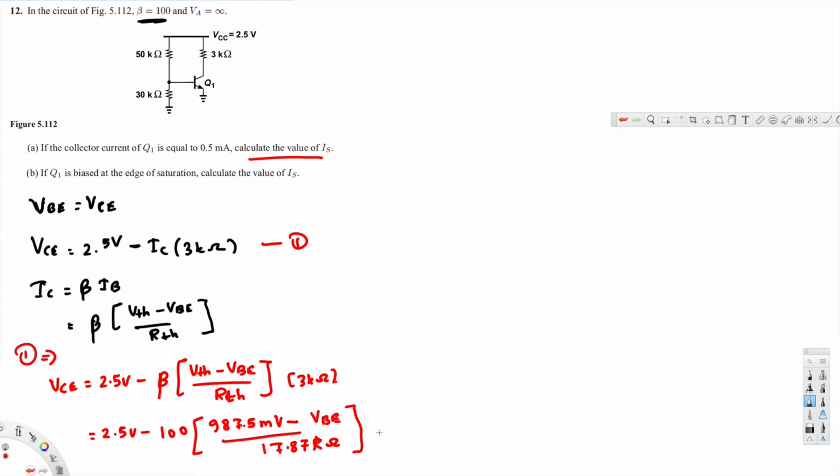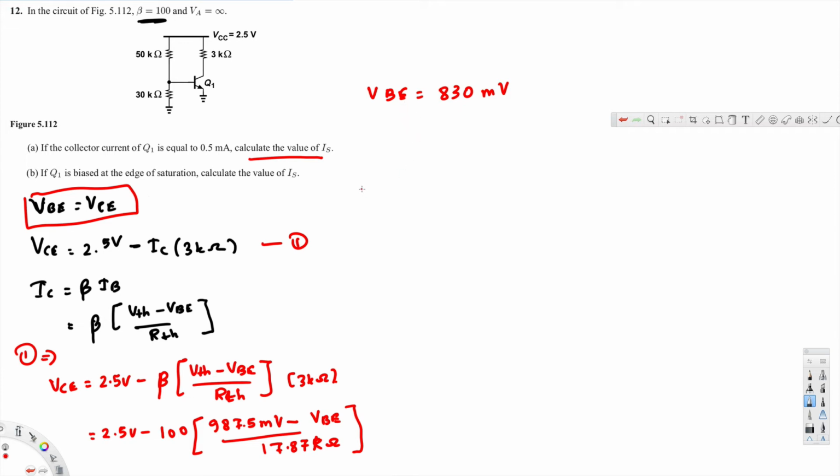And if you calculate this, you are going to get VBE, because VBE and VCE are the same at the edge of saturation. So if you solve for VBE, you are going to get 830 millivolts. Okay, now that's it for VBE.